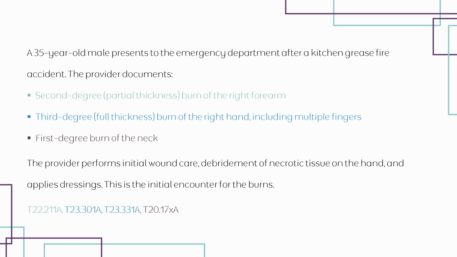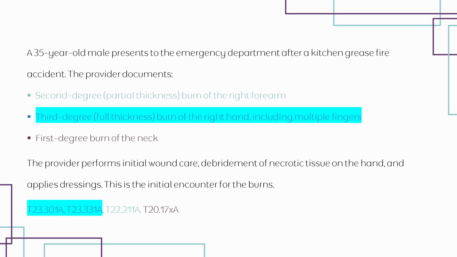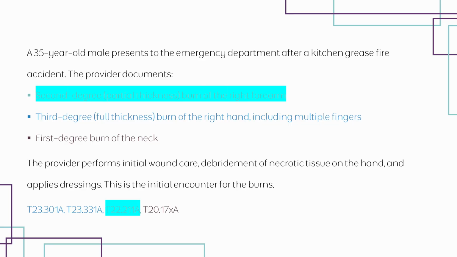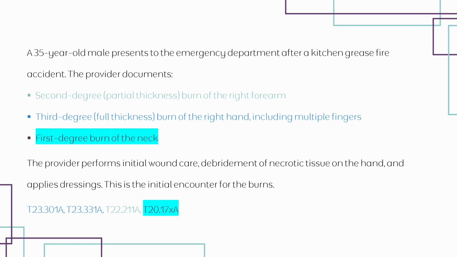We have 3rd degree burns, 2nd degree burns, and 1st degree burns. So we should sequence them in descending order. 3rd degree first, followed by your 2nd degree, ending with the 1st degree.